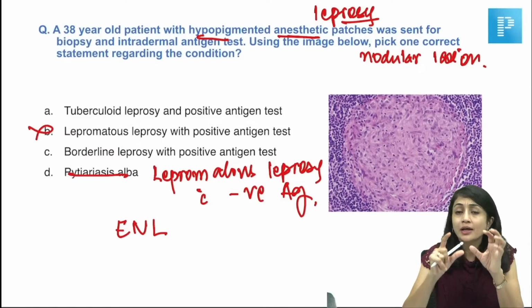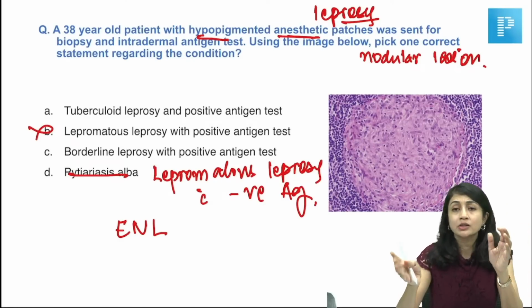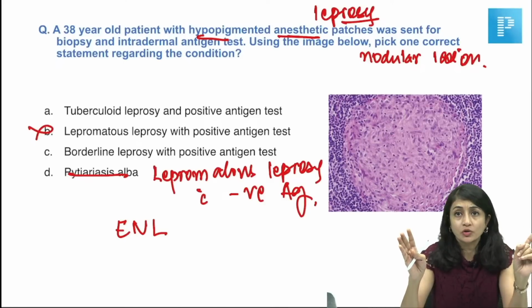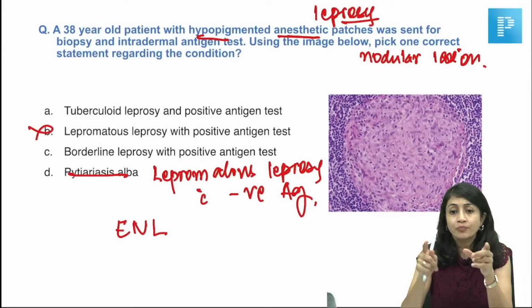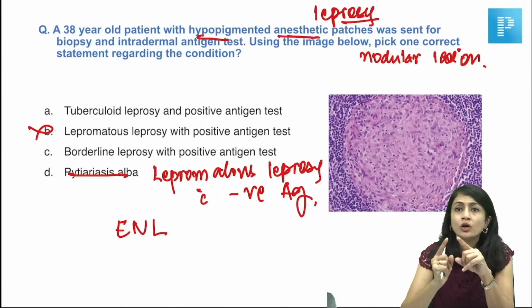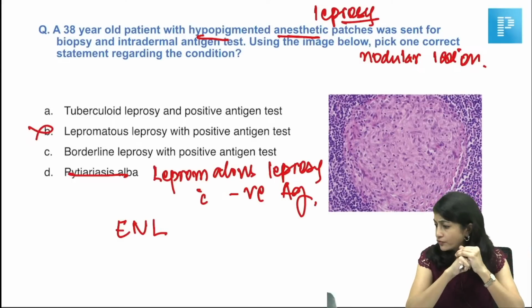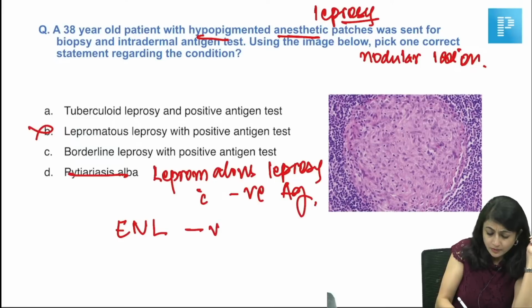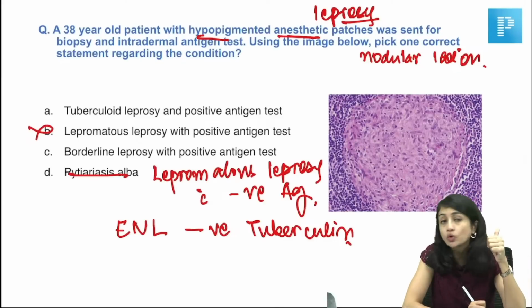If they had written anesthetic, there is a difference between hypoaesthetic and totally anesthetic patch. Anesthetic patch is more common in tuberculoid pole. In lepromatous pole, you usually get glove and stocking anesthesia. However, nodular lesion is a feature of lepromatous pole. You do not usually see nodular lesions in tuberculoid pole. So there is, I think, a lot of confusion here and I am getting variable responses. ENL would have a negative tuberculin test, but ENL would not present with a single nodule.